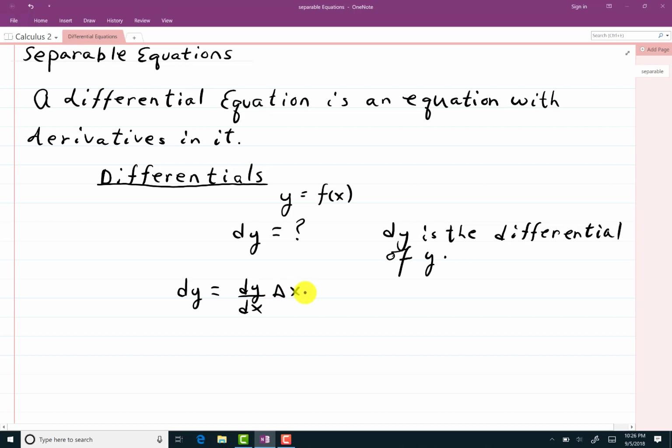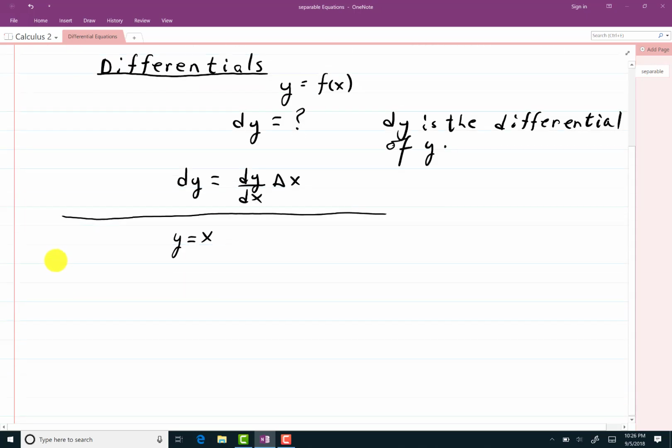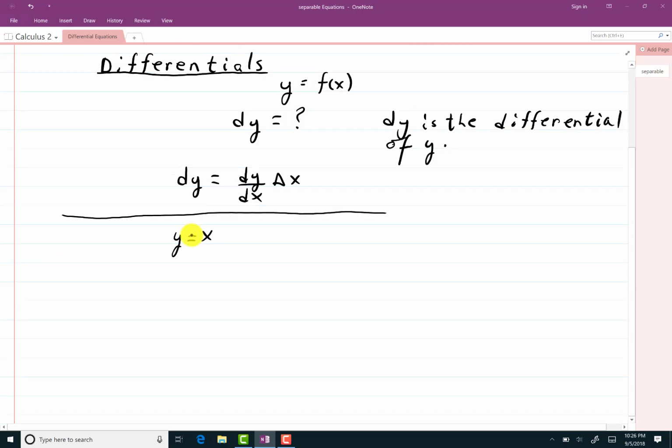Now, for just a moment, let me use the function y equals x. Then for this particular function, dy equals, well, dy over dx would equal 1, times delta x. Now, since y equals x, I can replace y in this, and I get dx equals delta x.